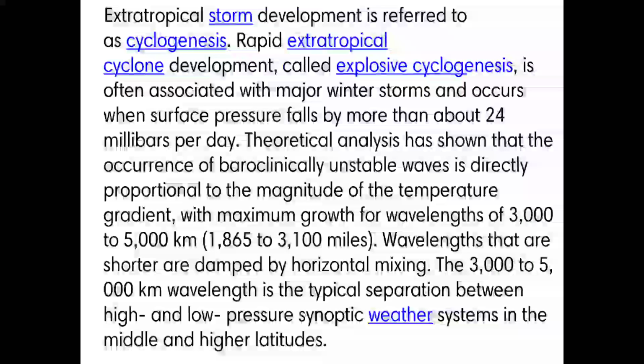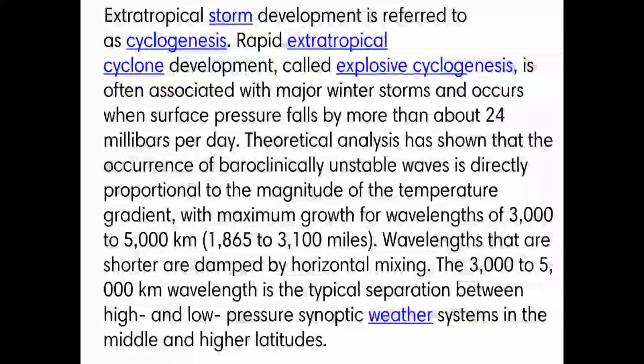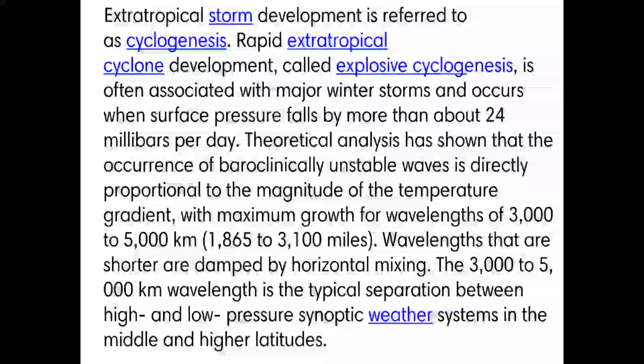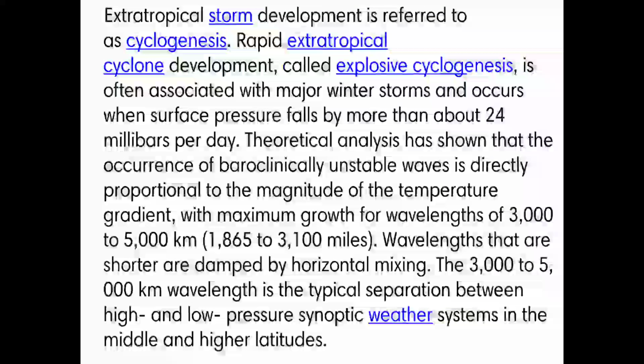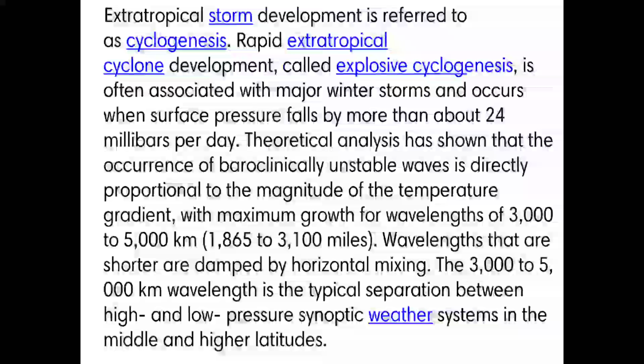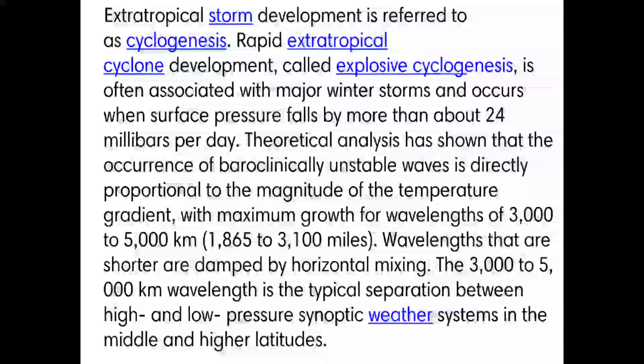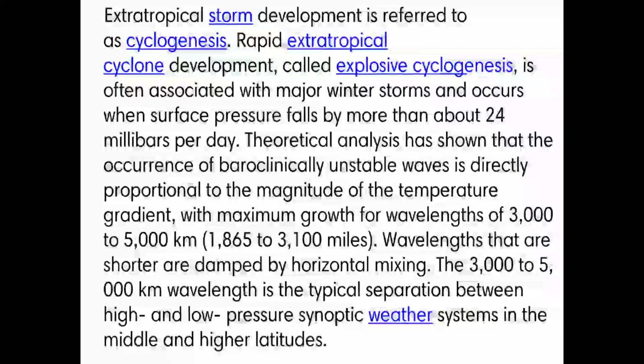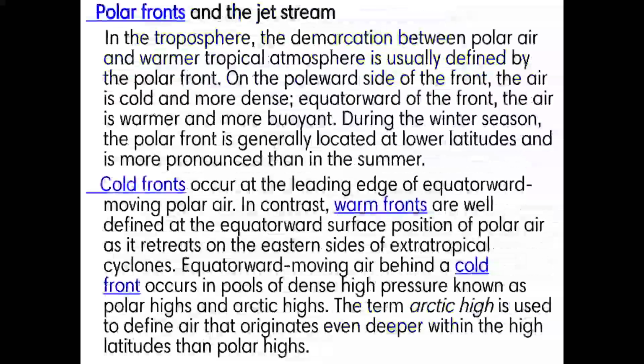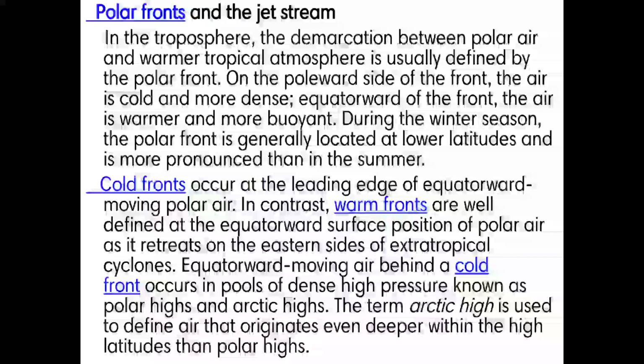Theoretical analysis has shown that the occurrence of baroclinically unstable waves is directly proportional to the magnitude of the temperature gradient, with maximum growth for wavelengths of 3000 to 5000 km. Wavelengths that are shorter are damped by horizontal mixing. The 3000 to 5000 km wavelength is the typical separation between high and low pressure synoptic weather systems in the middle and higher latitudes. Polar fronts and the jet streams.